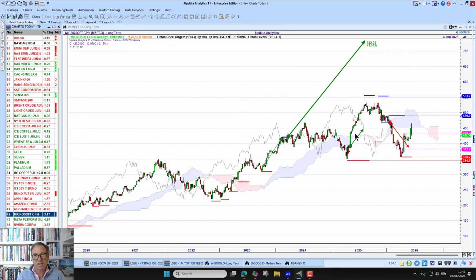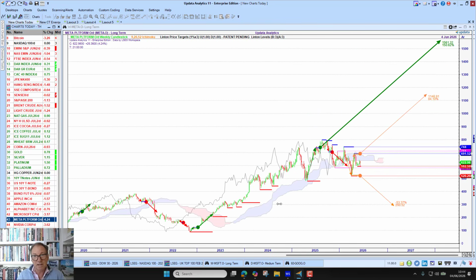Microsoft has suffered of late, and they did spend some temporary time below the cloud. We have managed to make a higher low than the previous low, which is good news for Microsoft. The lagging line back above the cloud, and on the daily chart we have moved back above the cloud, and there is a new upside target on the daily.